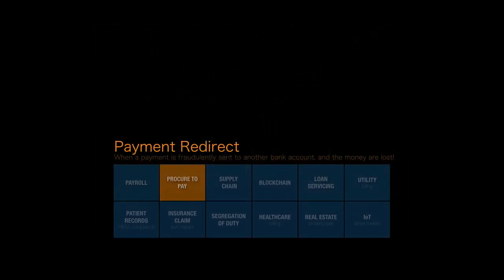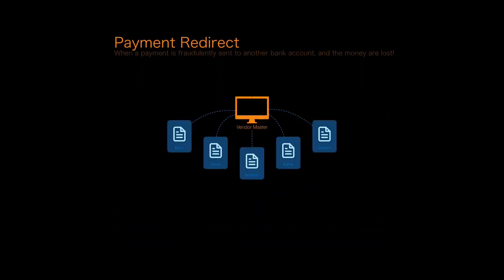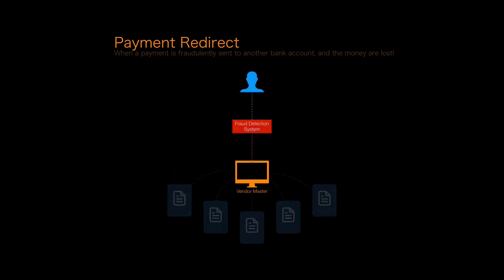One of the sensitive places to monitor is the vendor master system. This is where all vendor information is maintained: bank accounts, terms of service or delivery, billing addresses, legal names, supplier contacts and others. A fraud detection system is used to monitor any access to vendor master.